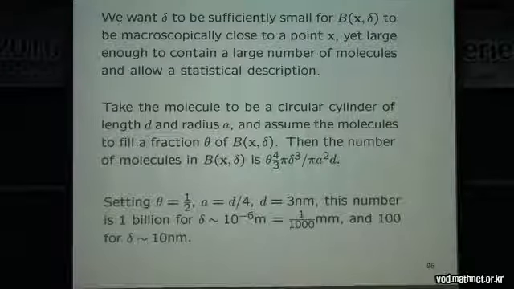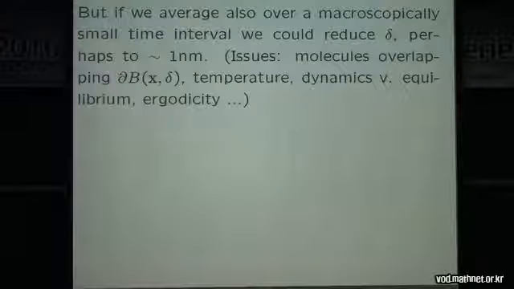And it would still be 100 if delta was 10 nanometers. So 10 nanometers is 5 molecular lengths. 100 would certainly be enough to get some kind of approximation, you would think, right? But that's not going to get us down to something that varies over molecular lengths. But maybe the solution is that you should also average over a macroscopically small time interval. I mean, this is soft matter, and the molecules are jiggling around, and the orientations may be moving a bit. So maybe then you could reduce delta, perhaps to a nanometer, say.